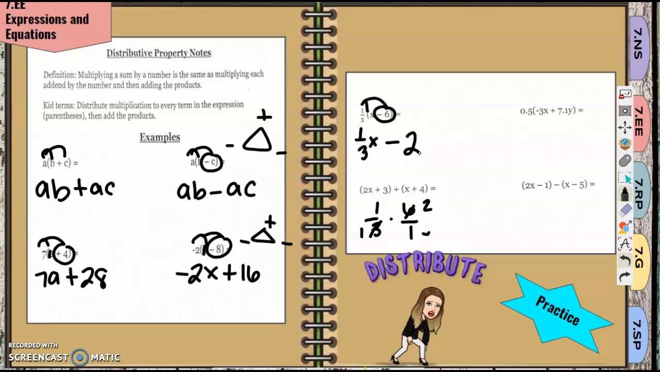If you have a decimal, you're going to do the same thing. 5/10 times negative 3x, a positive times a negative is a negative. 3 times 5 is 15, and there's one decimal, so that's negative 1.5x. 5/10 times 7 and 1/10. 5 times 1 is 5. 5 times 7 is 35, and there are 2 decimal places, so I'll move my decimal to the left two. It is positive.